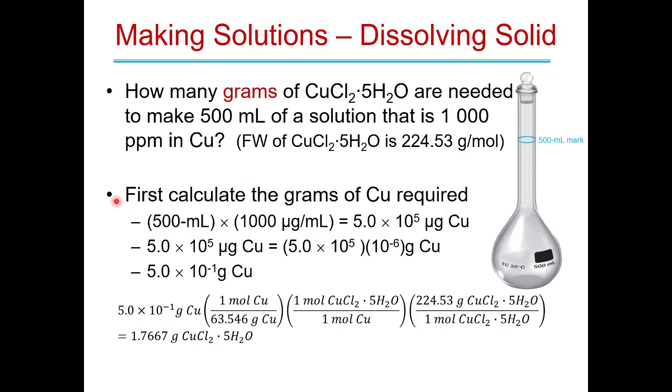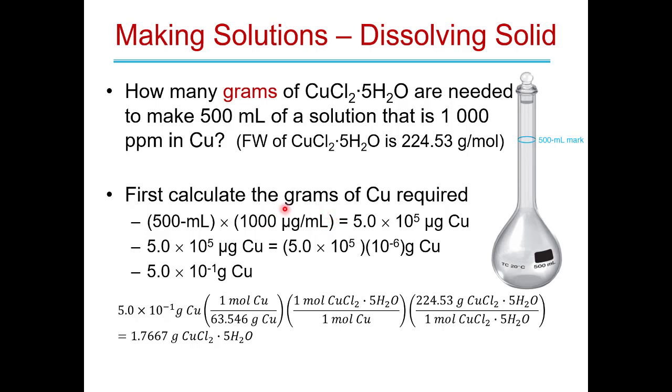So first what we're going to do is figure out how many grams of copper we would need. We're going to use this little trick that 1,000 parts per million in copper is going to be the same as 1,000 micrograms per milliliter. So we're just going to replace ppm with micrograms per milliliter. And then we want to make a 500 milliliter solution. So how many micrograms of copper is that going to be?